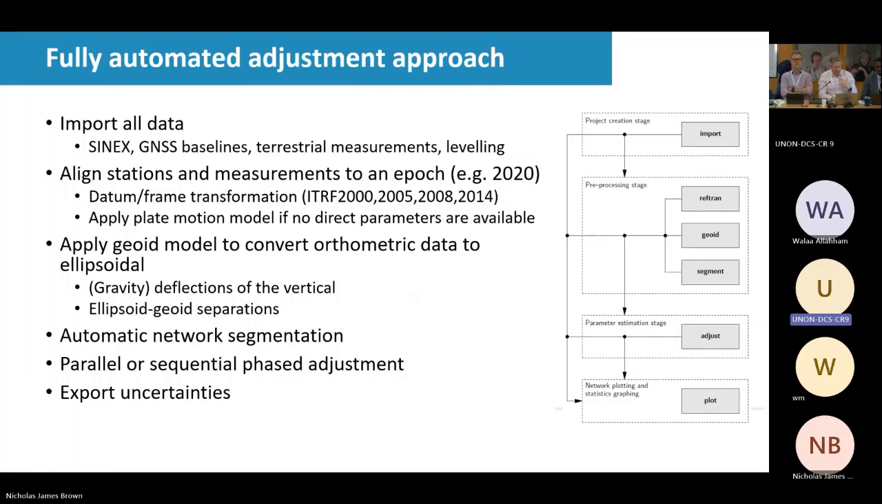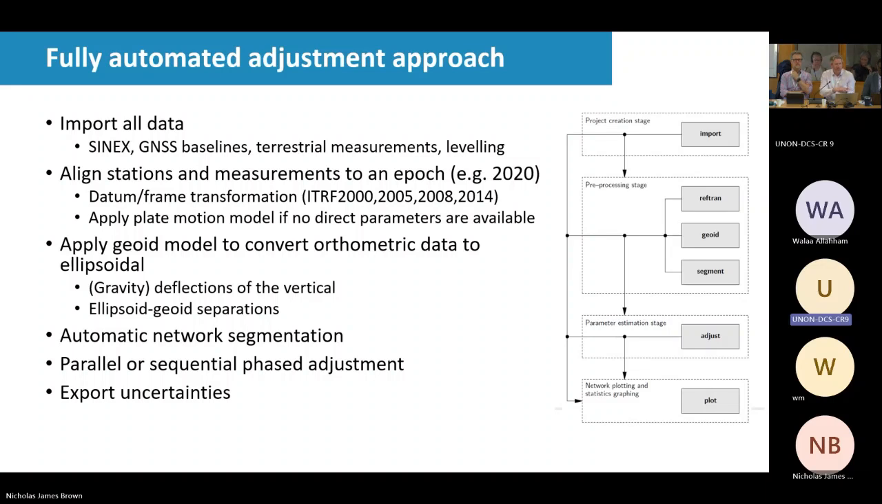The next stage is that it aligns all the stations and measurements to a specific epoch. Because if you're going to run all these different data types that have been collected over different years, you need to have them all sitting at a consistent epoch. And you can choose what epoch that is in the software. And then in the background, it applies datum or reference frame transformations to move all that data into the same frame of reference. So in our case in Australia, it was ITRF2014 at 2020. That was our reference epoch, 2020.